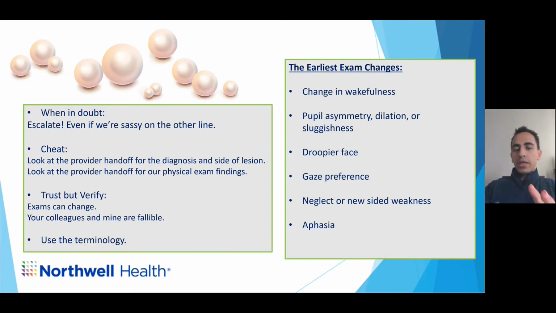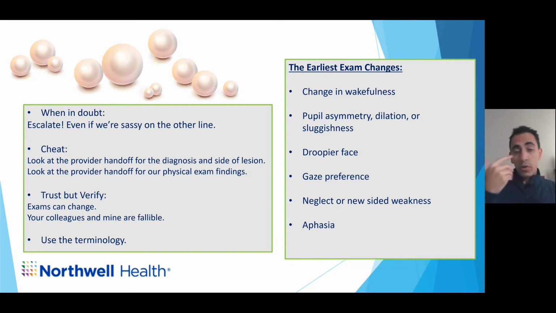This other box here is what I think would be the earliest exam changes that you would walk in on. And so this is like a short list of things to remember. Of course, changes in wakefulness and consciousness, that can be really, really obvious. They're awake, now they're not. This is different. Pupil changes, if you walk in on them, they aren't awake, check their eyes, see if the pupils are different, if they're sluggish. Check if their face is the same. Droopier face can be a sign of something going on.